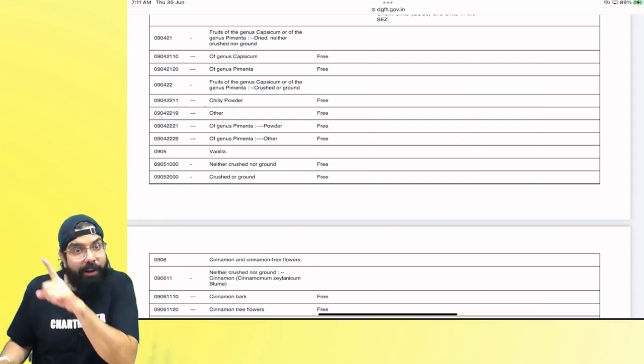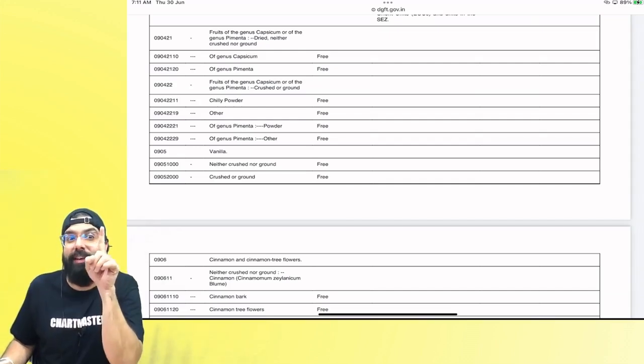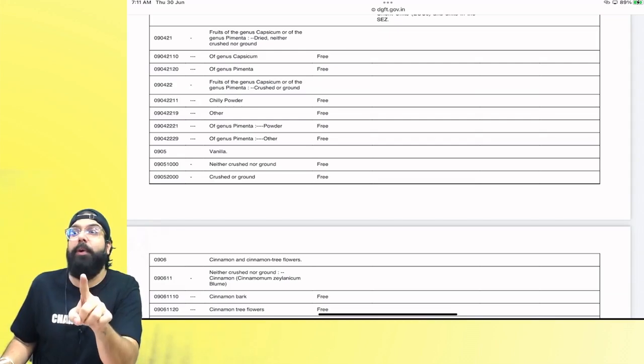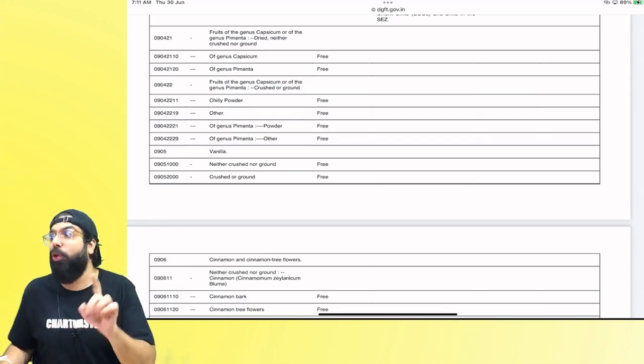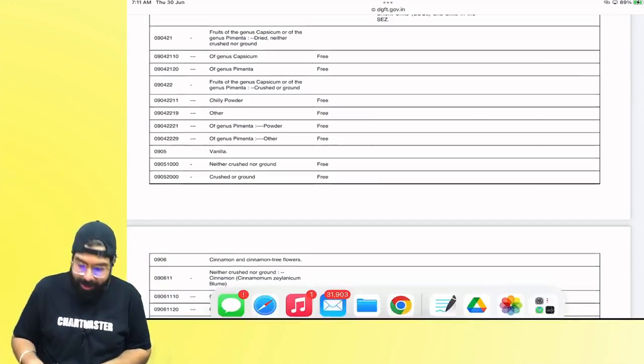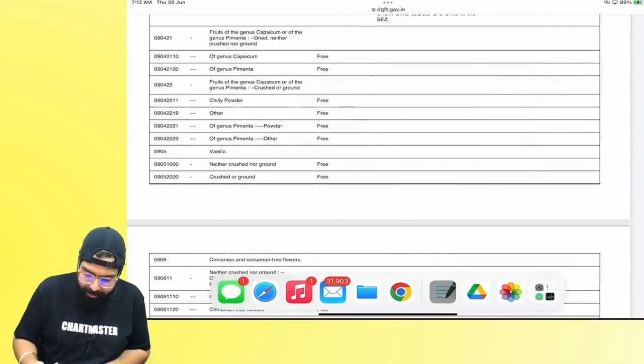But in foreign trade policy, if you classify, you will get whether this item is freely exportable, importable, prohibited, restricted, or only you can do import or export through state trading enterprises. Are you guys clear? So you will have to go ahead and see over here.